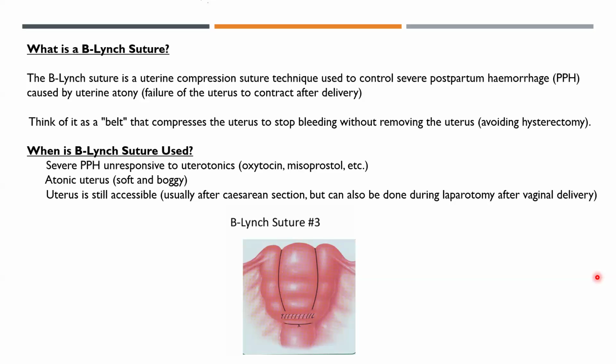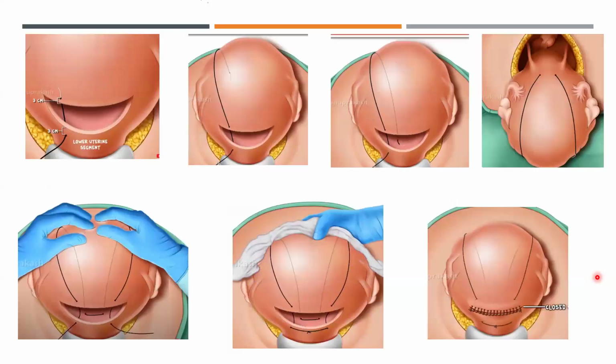When is a B-Lynch suture used? So in severe PPH, which is unresponsive to uterotonics, if you have an atonic uterus, so it's soft and boggy, and if the uterus is accessible, so it's normally done in CS because in a cesarean section the patient is open. But in some cases, it can also be done after a vaginal delivery. It's severe, the tamponade is not working, the medications are not working. So now you go in with an exploratory laparotomy and you do a B-Lynch suture. Let's talk about how it's done now.